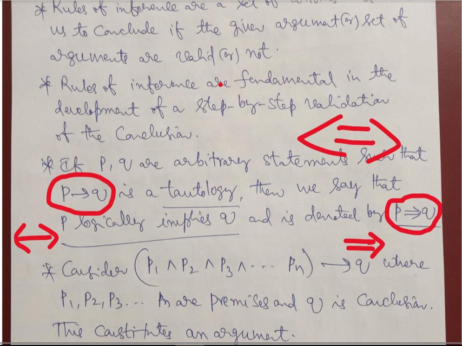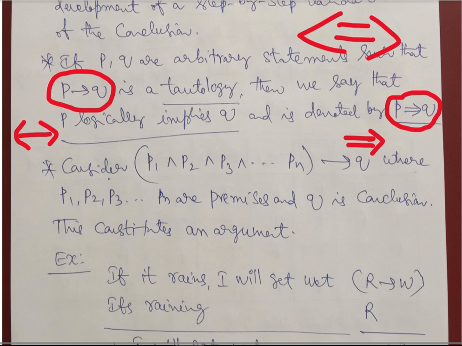So what is logically implies now? If we have an implication from P to Q and that implication is a tautology, then we say that P logically implies Q. We'll see some examples, but understand that logically implies is also something available here, and that is different from the various symbols we have used so far. Before we go to the rules of inference, consider this now.